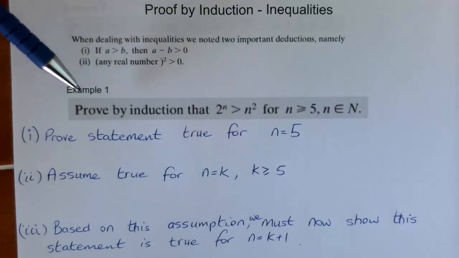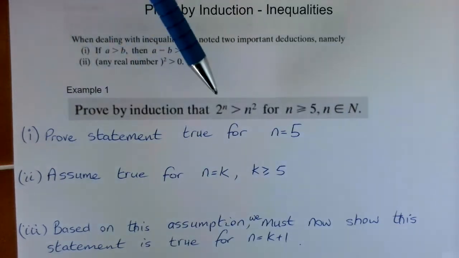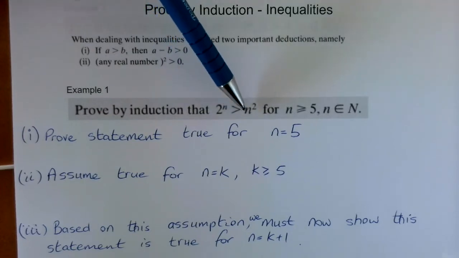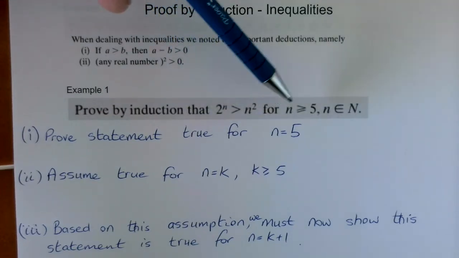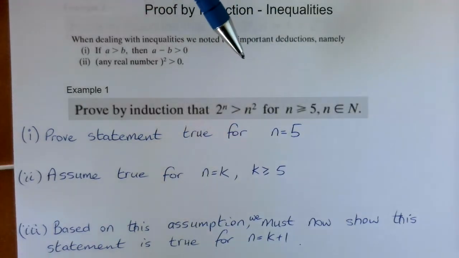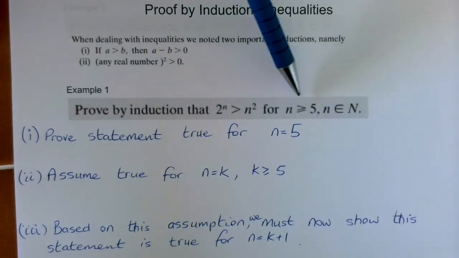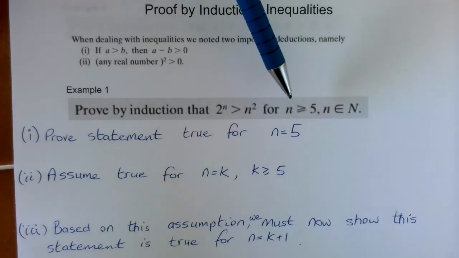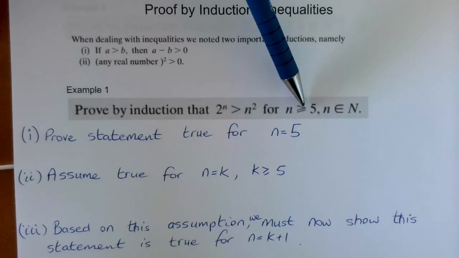So the first example we're going to look at here is the proof by induction that 2 to the power of n is greater than n squared for n greater than or equal to 5, for n an element of N. Now the one thing that is slightly different in this one compared to the other two types, the series of numbers and the divisibility, is that you always start at n equal to 1, but for the inequality ones, they will tell you what to start at. So this one here is telling you to start at 5.